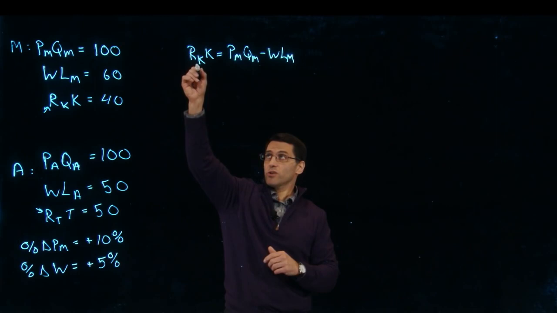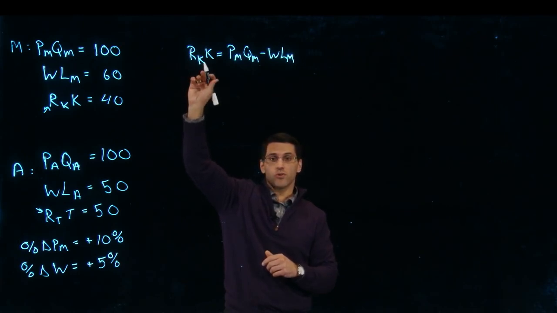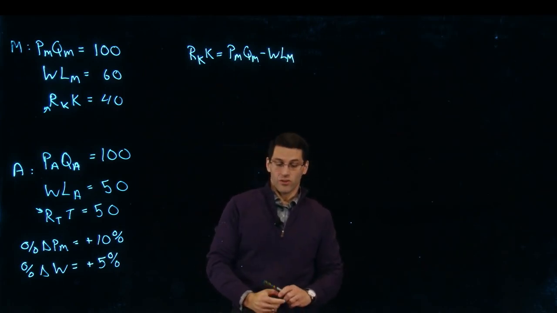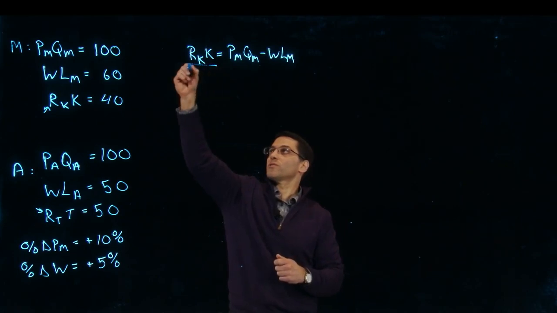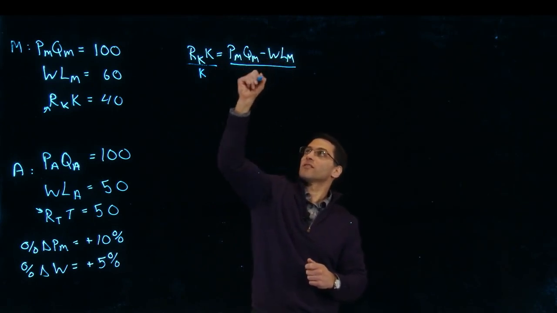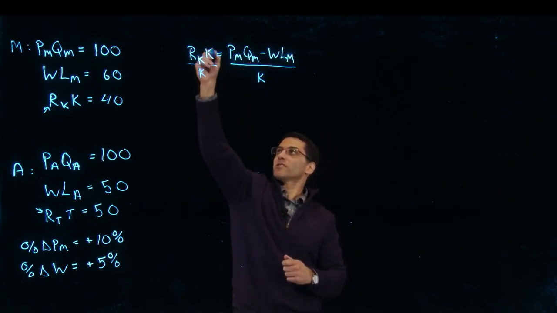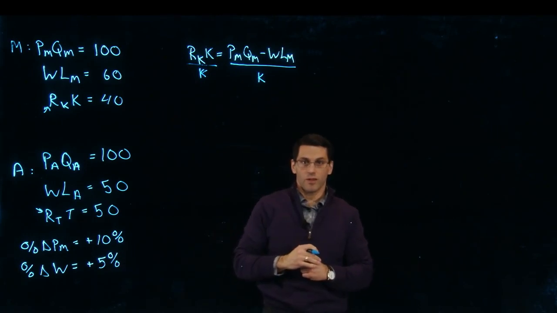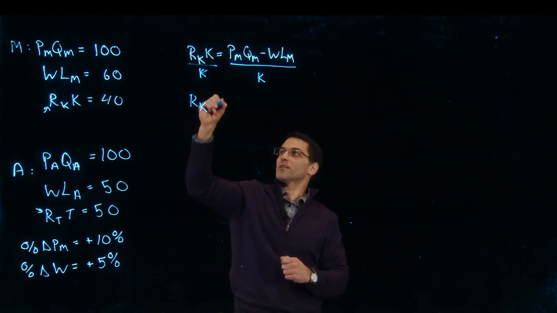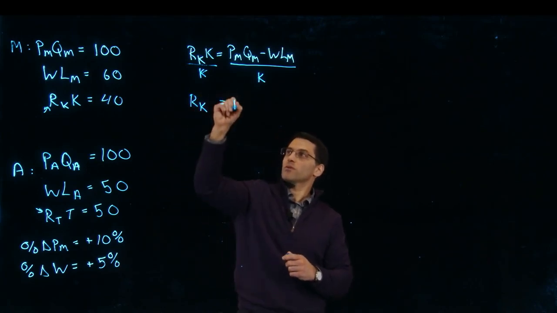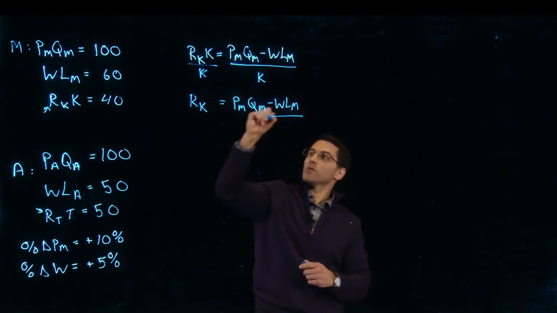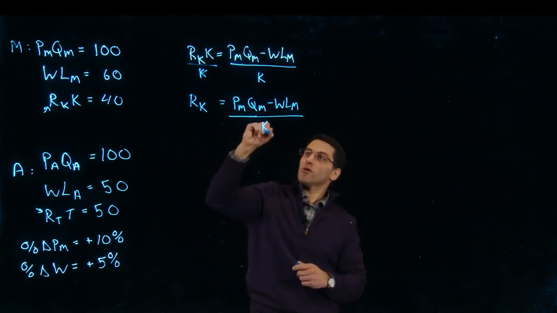We want to take this RK and convert that into a percentage change in the rental rate for capital. The first easy thing to do is to divide both sides by K. That'll get rid of the K on the left-hand side. So now we just have RK all by itself equal to PMQM minus WLM, all over K.